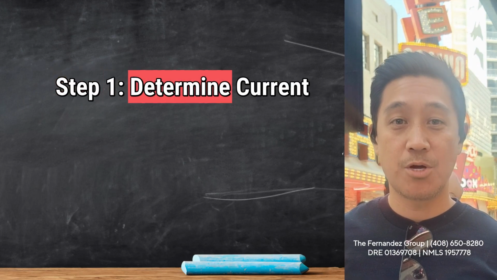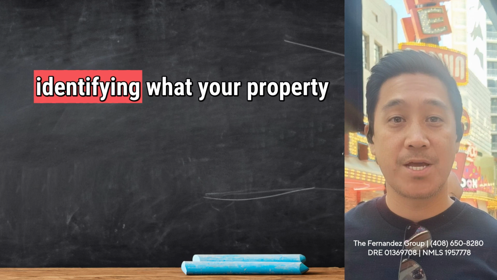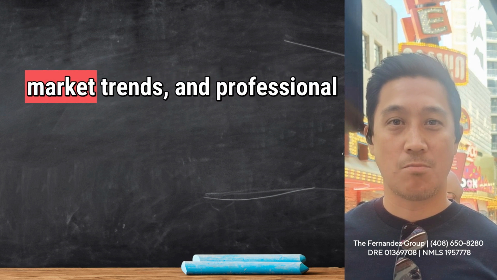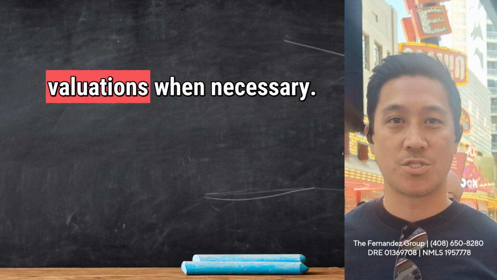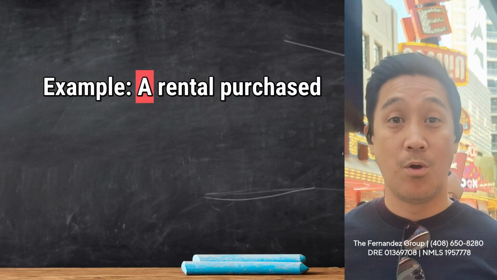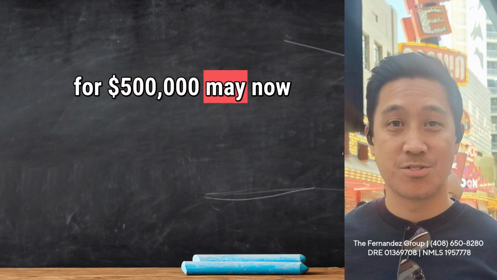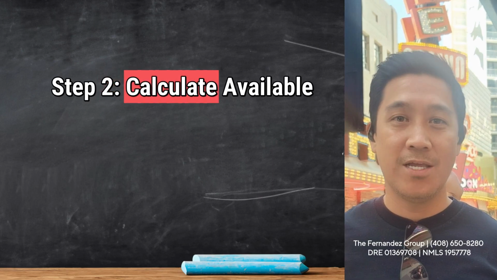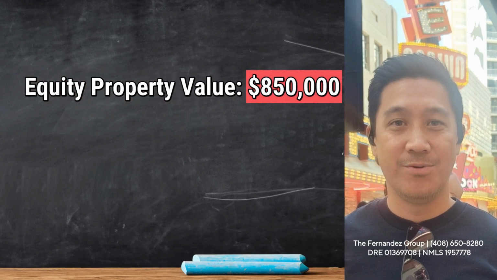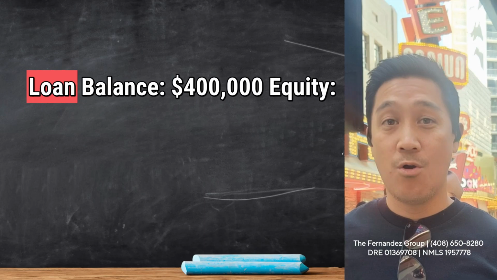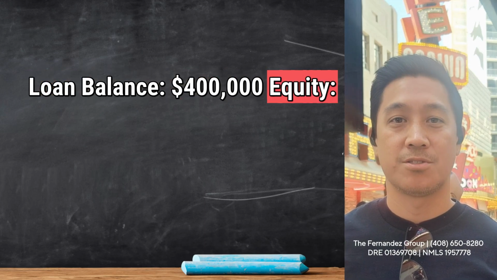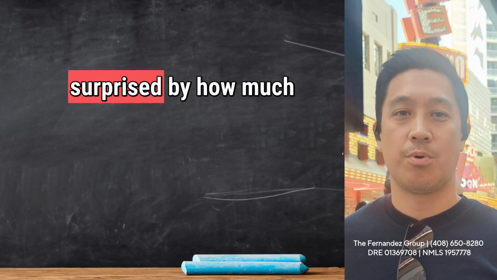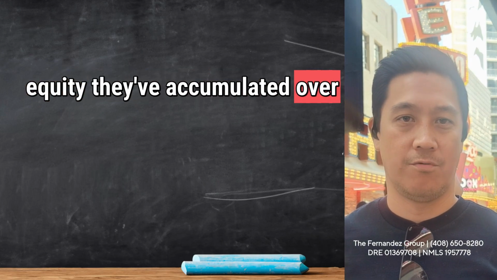Step 1. Determine current property value. Start by identifying what your property is worth today. Use recent comparable sales, market trends, and professional valuations when necessary. Example: a rental purchase for $500,000 may now be worth $850,000. Step 2. Calculate available equity. Property value, $850,000. Loan balance, $400,000. Equity, $450,000. Many investors are surprised by how much equity they've accumulated over time.